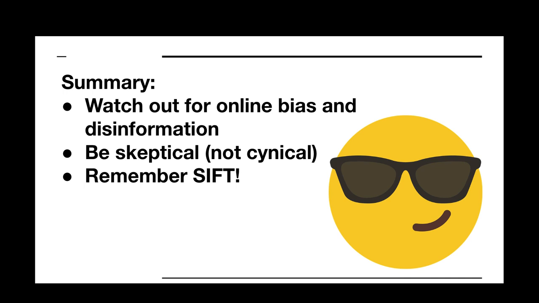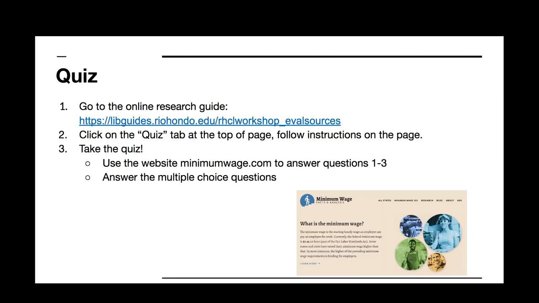All right, that's it for the lecture portion of this workshop. Thank you for listening. Next, I'm going to give you instructions on how to take the quiz. To take the quiz and receive credit for this workshop, start by going to the Research Guide page and clicking on the Quiz tab at the top of the page. Follow the instructions on Part 1 to open the website minimumwage.com. You will need to use this site to answer questions 1 through 3 in the quiz. To take the quiz, go to Part 2 and hit the button that says Click Here to Begin. Be sure to enter all of your information correctly so I can send you a workshop certificate once you're finished.